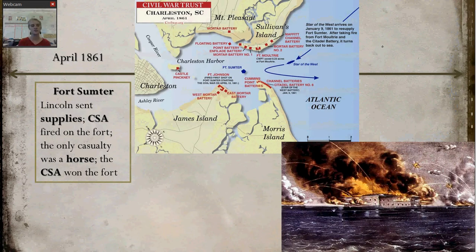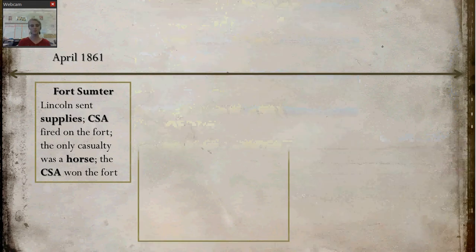So the fort at Fort Sumter is quickly running out of supplies. They send a telegraph to Lincoln saying, we need some supplies. He sends a ship, the Star of the West, on January 9th to resupply it. And by April of that year, the South fires on the fort because they refuse to leave. Fortunately, no one dies in this first assault. The only casualty is actually a Confederate horse. However, the Union is forced out of the fort, and the Confederate States of America wins Fort Sumter. These are the first shots fired of the war, fired by the South in April of 1861.